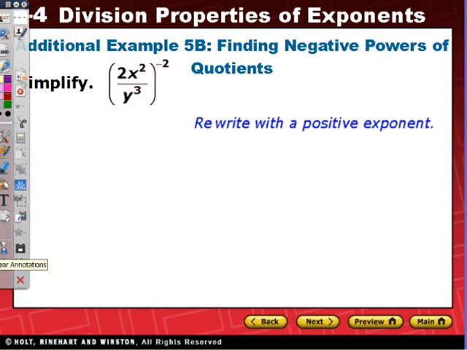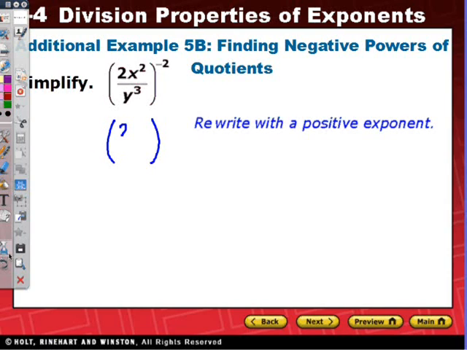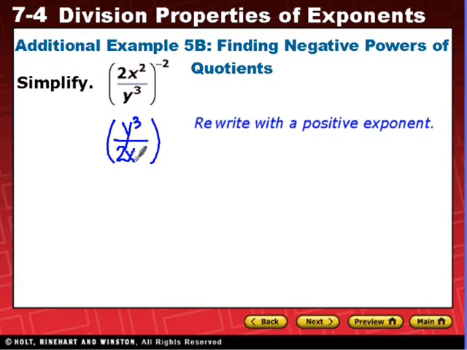2x squared over y cubed, all raised to the negative 2nd power. So the first thing I always do is get rid of that negative power. So I'm going to flip it all over. Oops. Undo, undo. There we go. So we put y cubed on the top, and now we have 2x squared on the bottom, and it's raised to the positive 2nd power. Flip and make the exponent positive.